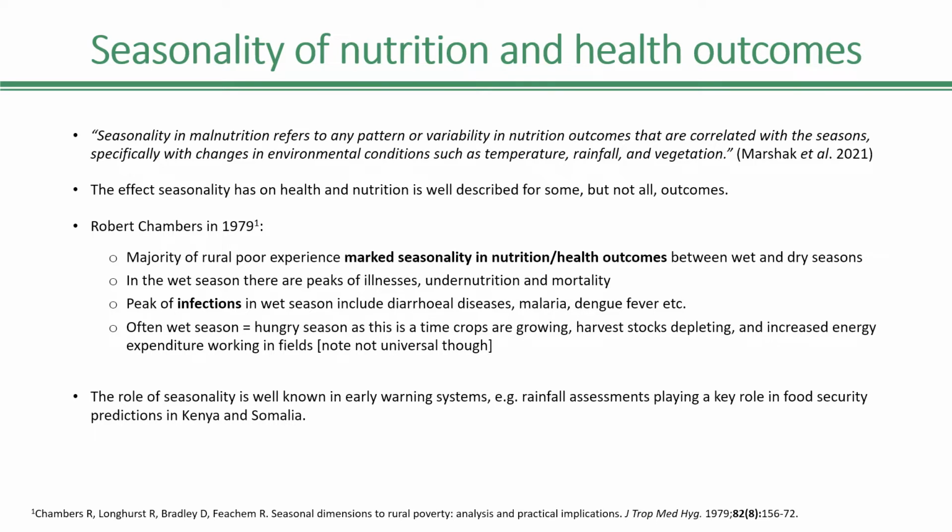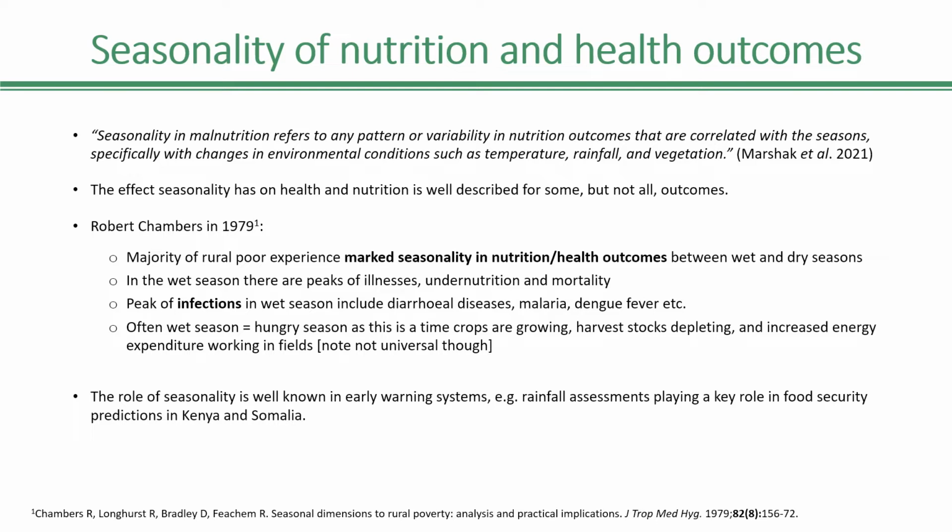We can take, for example, observations written by Robert Chambers back in 1979. He was describing in his paper then that the majority of the rural poor do experience marked seasonality in nutrition and health outcomes between wet and dry seasons. Namely, in the wet season, there are peaks of illnesses, undernutrition, and mortality. There is also a peak of infections in the wet season, including diarrheal diseases, malaria, and dengue fever. Often, although not consistently, the wet season is the hungry season.